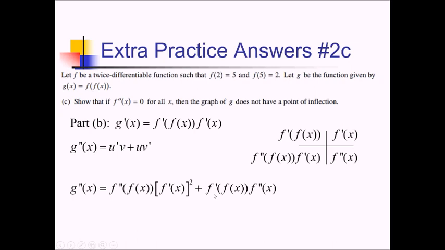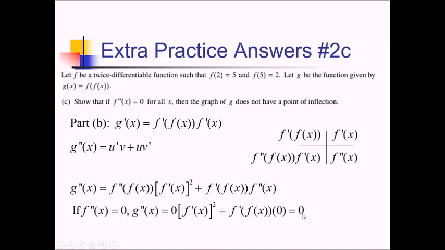Now, going back to the original problem here, they said, show that if f double prime of x equals 0 for all x, then we don't have a point of inflection. Well, what happens to all this if f double prime equals 0? If that's the case, then we can rewrite this as 0 times f prime of x squared plus f prime of f of x times 0. Well, this first term is going to be 0. This second term is going to be 0, so the whole thing comes out to 0.